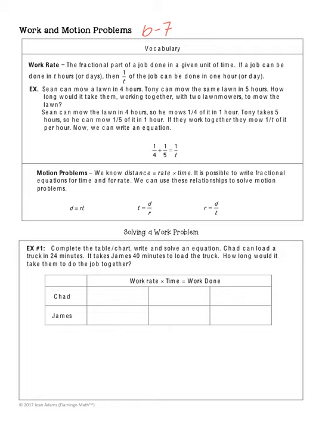And then for our motion problems, we're going to be using various forms of the rate times time equals distance. So if I'm trying to find distance, I'm going to multiply rate times time. If I'm finding time, I'll take distance divided by rate. And if I'm finding rate, I'll take distance and divide it by time.